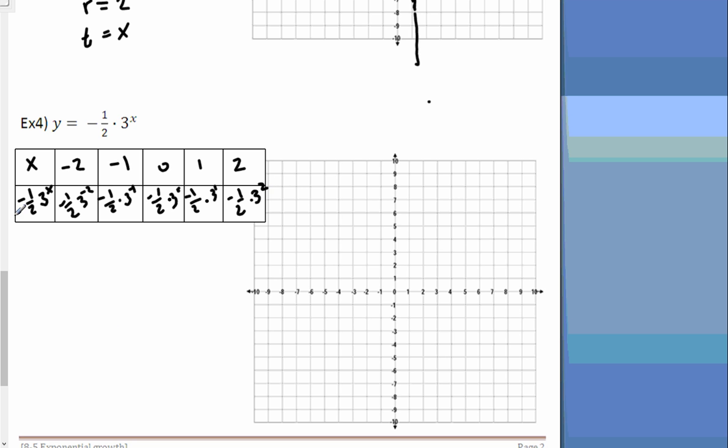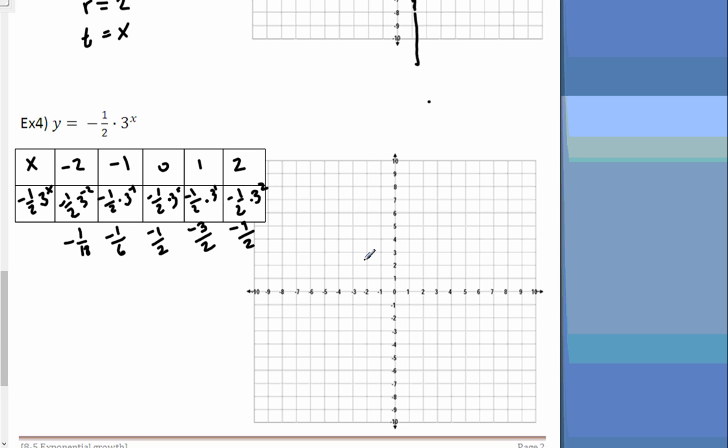Okay, let's do the math. 3 to the negative 2 is 1/9. Negative of 1/9 is going to make it negative, so 1/2 times 1/9 is negative 1/18. Real small number. Like I said, you can do this on a calculator if you need to. 3 to the negative 1 is 1/3. Half of 1/3 is 1/6. So this is negative 1/6. 3 to the 0 is 1. 1 times negative a half is a negative half. 3 times negative a half is negative 3/2. And 9 times negative a half is negative 9/2.